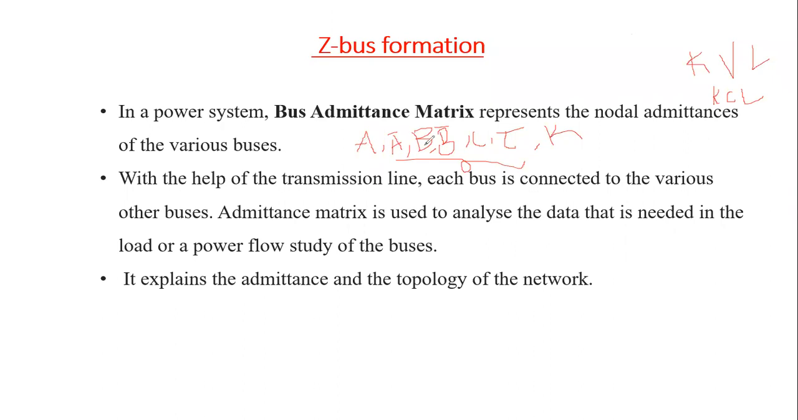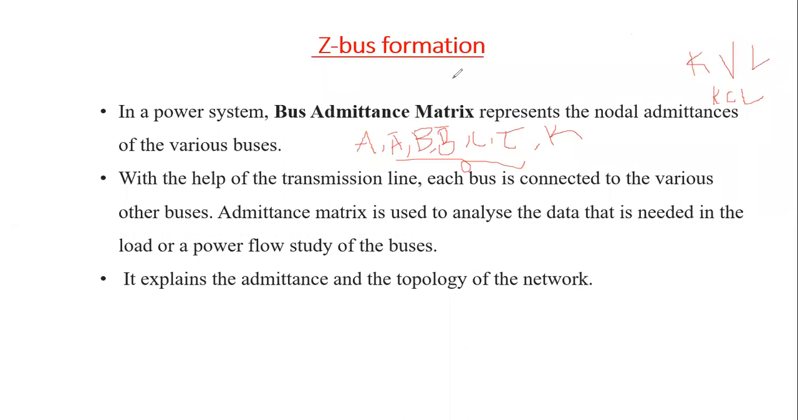In that case we are using the incidence matrix. The incidence matrix involves so many calculations and big multiplications, so we encounter difficulties with it. Suppose the number of buses increases, it is very difficult to multiply that matrix. That's why we are using the ZBus building algorithm.